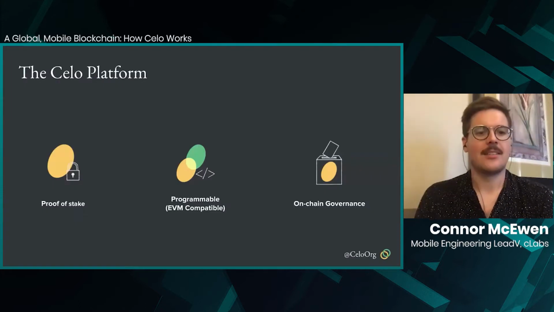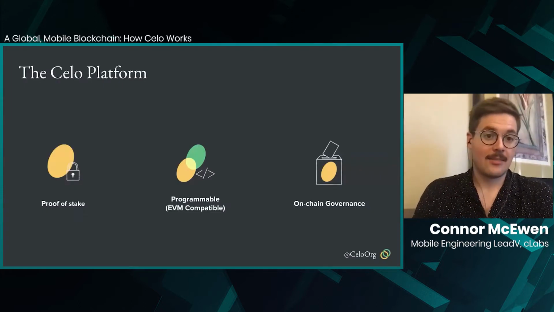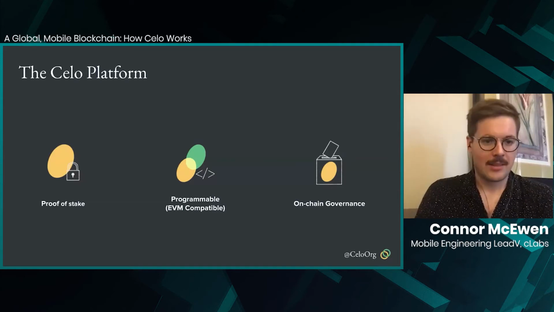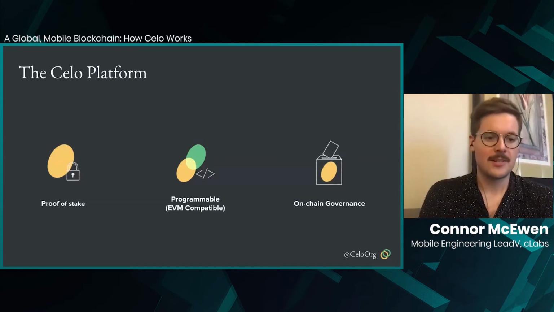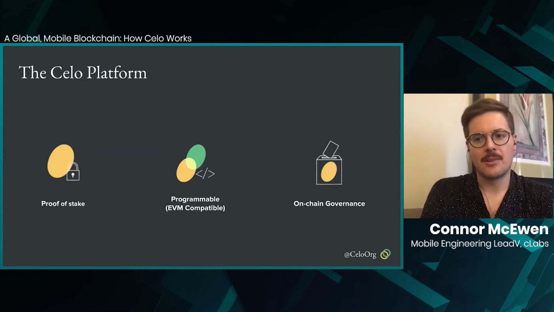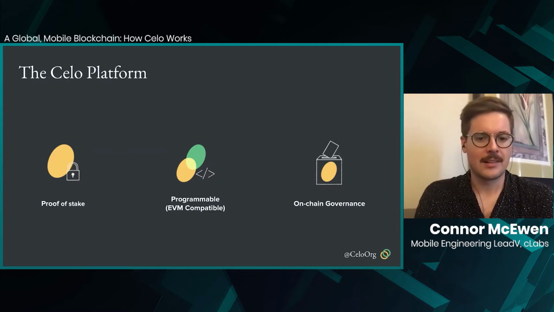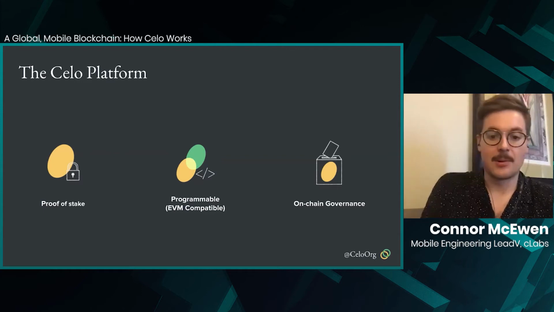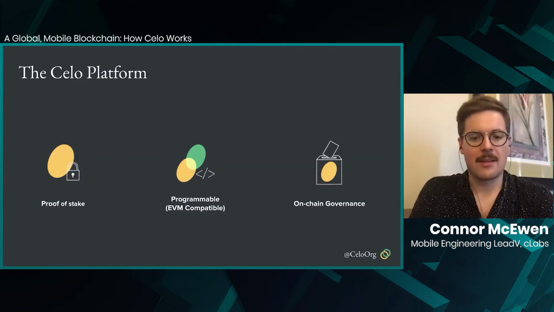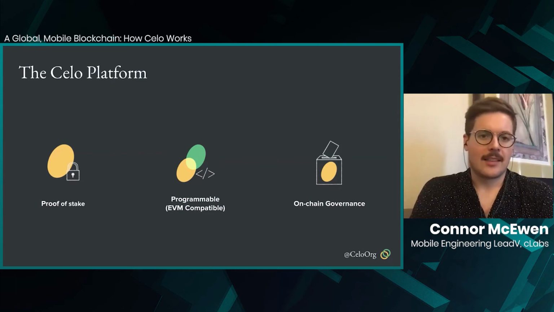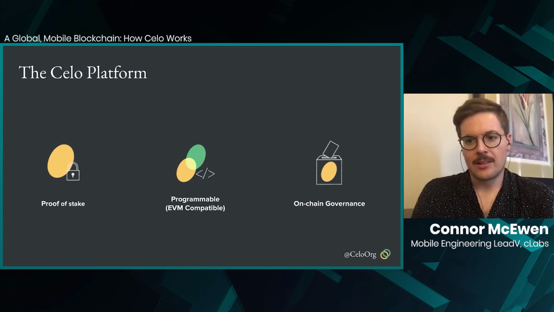So what is the Celo platform? I'll dig in deeper here later, but I think there's a couple things to highlight. First, we're proof of stake. We use a validator set. Right now there's 100 validators live on the network. It's programmable and EVM compatible. As I mentioned, we're a fork of Ethereum, and so any contract that you can deploy to Ethereum, you can also deploy to Celo.